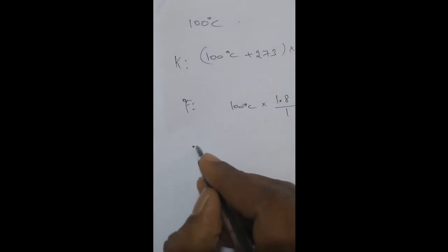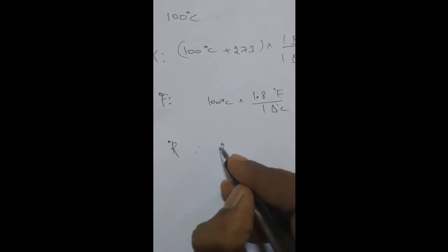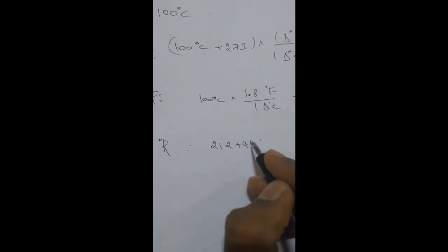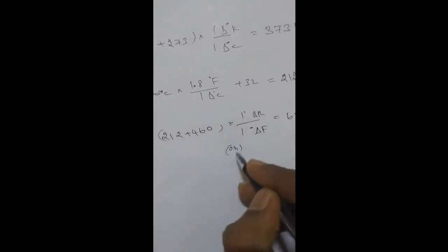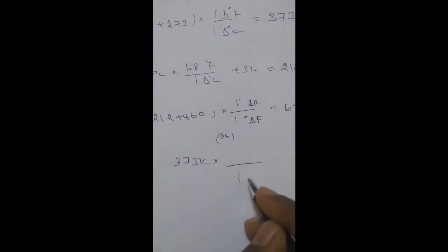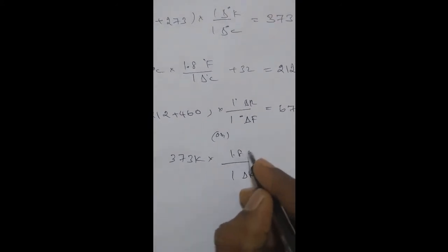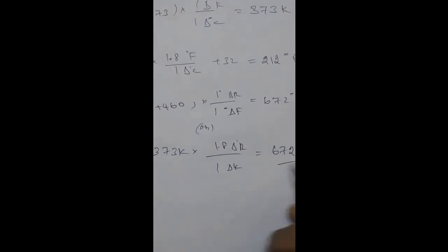To convert it into degree Rankine, what to do? 212 plus 460, into 1 degree Fahrenheit equal to 1 degree Rankine, equal to 672 degree Rankine. The same you can do directly also from 373 Kelvin. So what is the conversion? 1 delta Kelvin is equal to 1.8 delta degree Rankine, giving 672 degree Rankine.